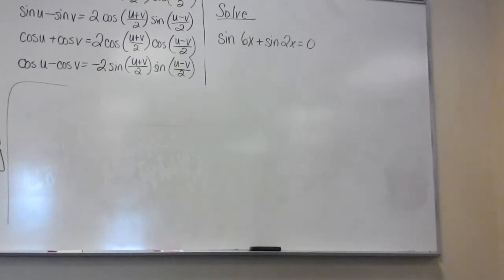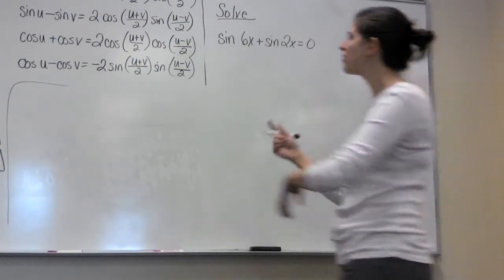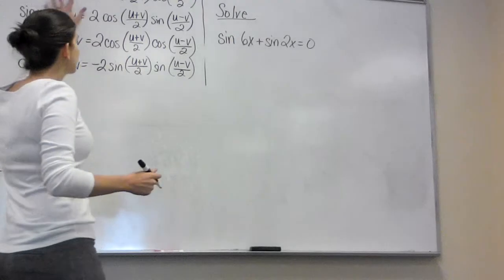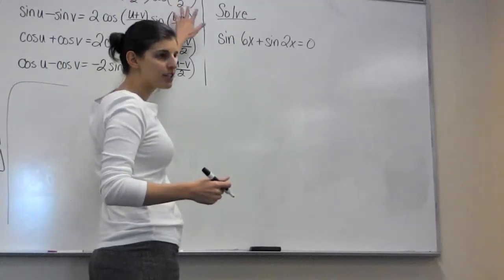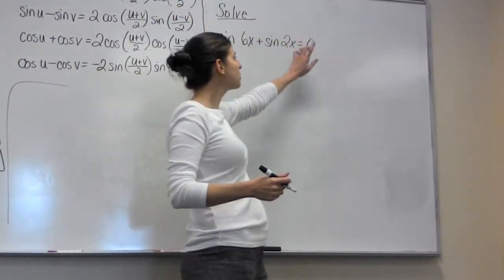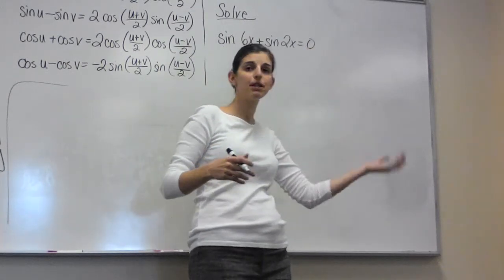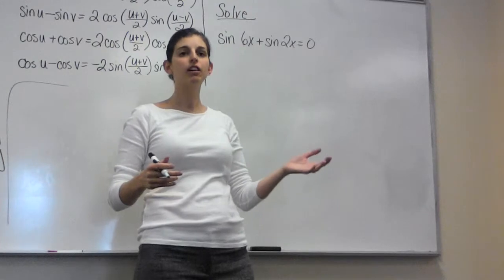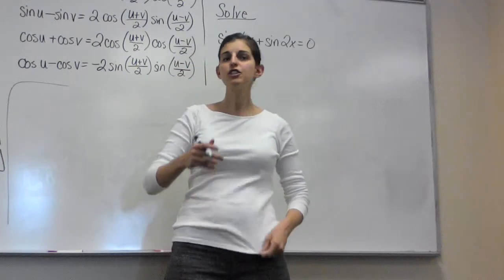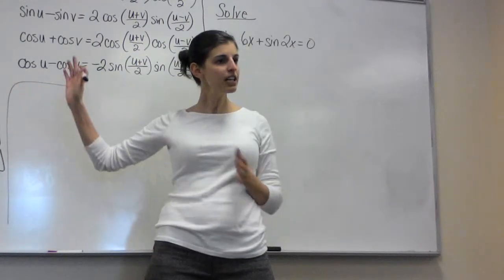Wait. Well, we could use sine u plus sine v equals 2 sine of u plus v over 2 times cosine of u minus v over 2. That could help us, and here's how that helps us. This one right here turns the sum into a product. When you have two things multiplied that are equal to something, usually you can solve the problem a little bit easier. Now that's just looking at the tools that you have.